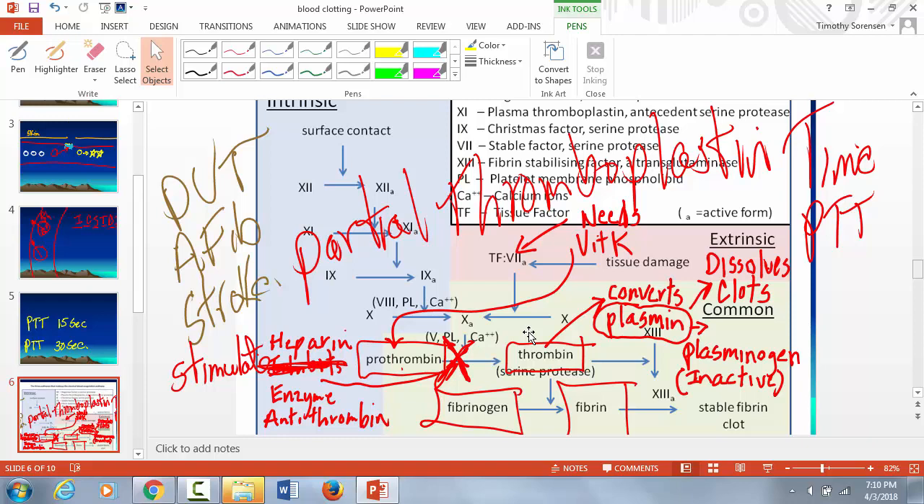It needs vitamin K. Coumadin prevents the recycling of vitamin K in your liver. So if you have less vitamin K, you will have less activation of factor 7. If you have less activation of factor 7, you will convert less prothrombin to thrombin. And less thrombin will convert less fibrinogen to fibrin. So what will happen to the amount of time it takes your blood to clot? Longer.